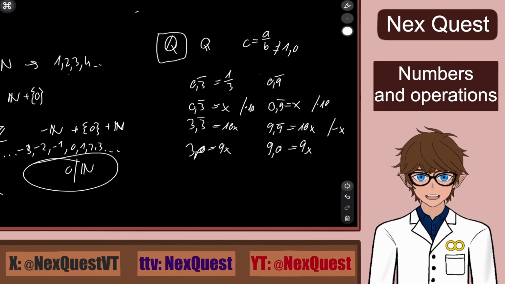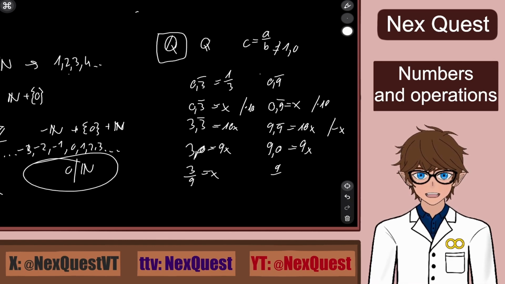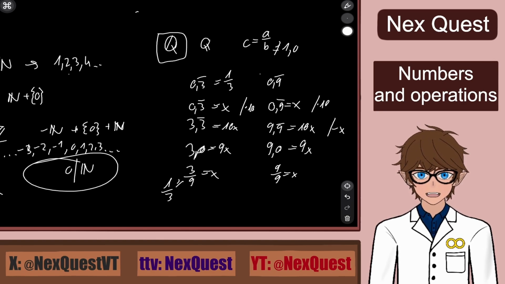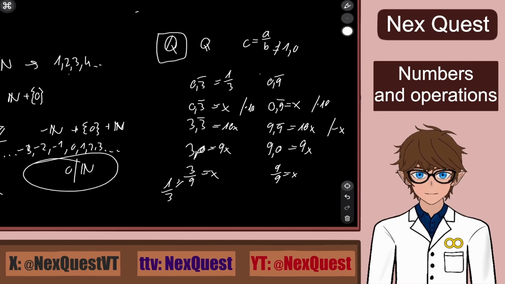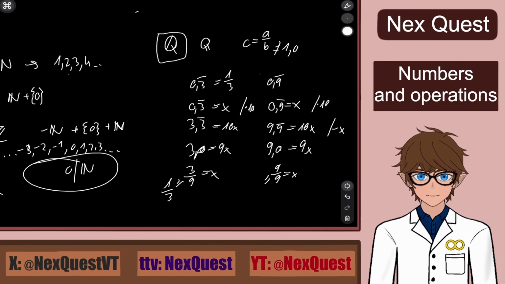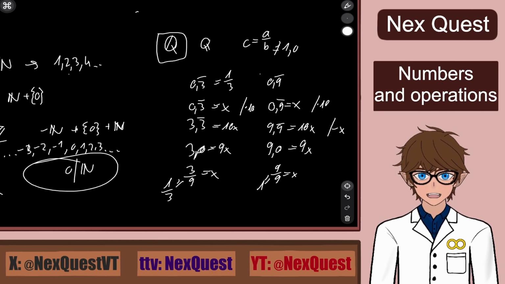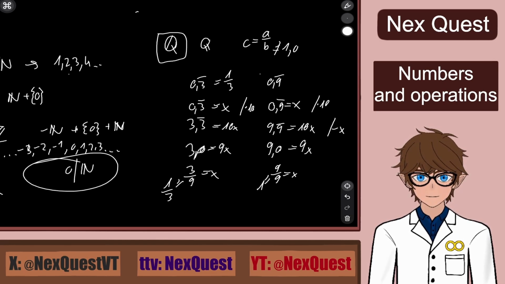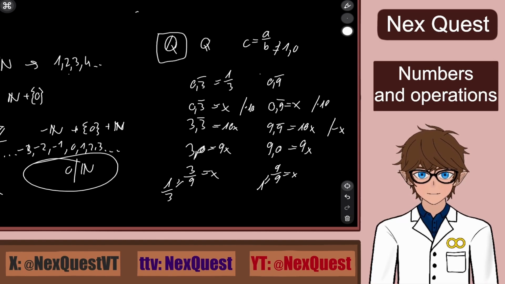Now, if we divide both sides on both equations by 9, we'll get 3/9 equals x and 9/9 equals x. So 3/9 is 1/3, which proves that 0.3 repeating is 1/3. But 9/9 equals 1, which means that 0.9 periodically would have to equal 1, which it does. This is a neat little proof, and you can use it to write any number that has a repeatable part in its decimal spot as a fraction.